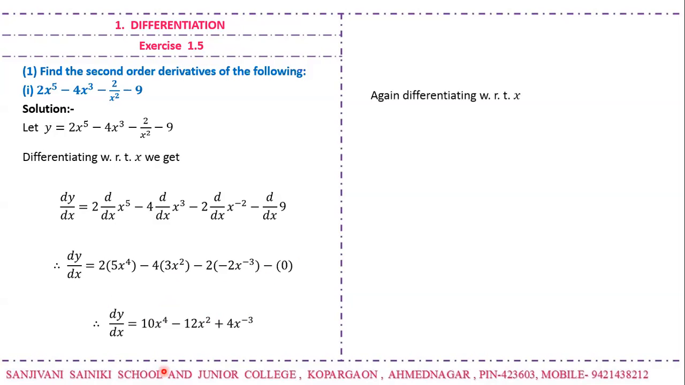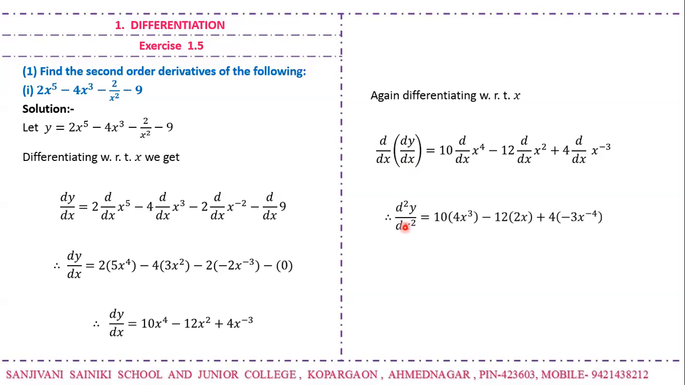Now again differentiate this function with respect to x. Then we get d by dx of dy by dx. So 10 into d by dx of x raised to 4 minus 12 into d by dx of x square plus 4 into d by dx of x raised to minus 3. So d by dx of dy by dx means d2y by dx square.